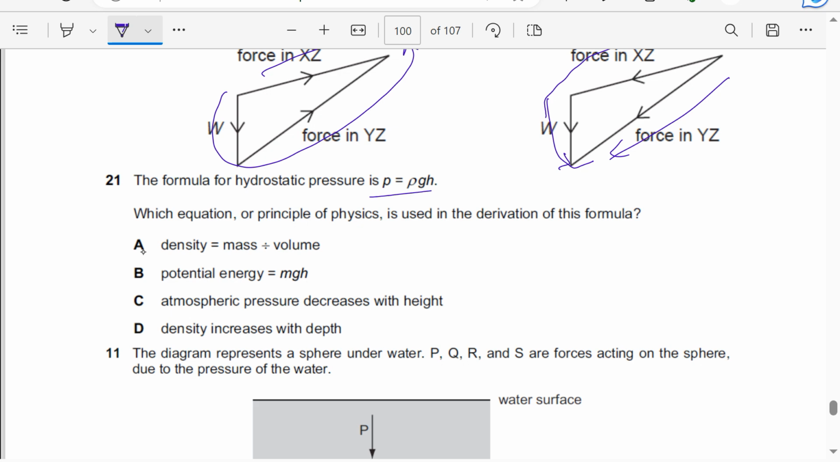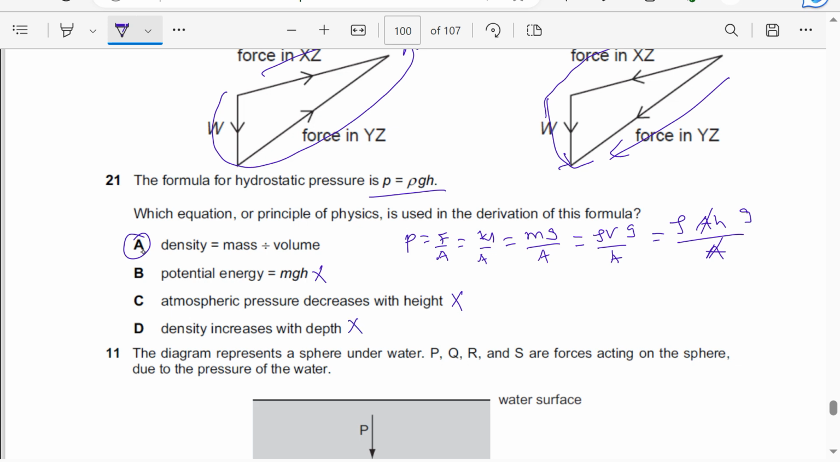The formula for hydrostatic pressure is that. Which equation or principle of physics is used in the derivation of this formula? We have already answered. This is A. If you want me to remind you, pressure is force over area. Pressure is weight over area. The weight will be mg over the area. The mass is density times volume times g over the area. This will be density, volume is cross-sectional area times height, then times g over the area, and A cancels out. We have not used mgh. We have not used the concept of pressure decreasing with height. We have not used decrease density, increase with depth. So the answer is A.